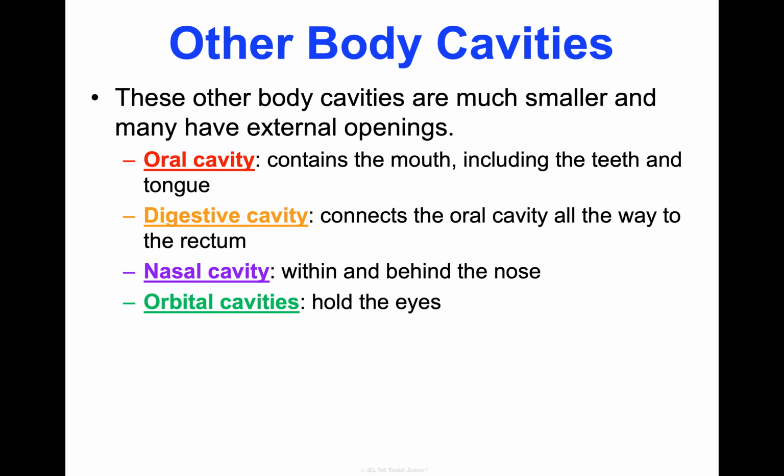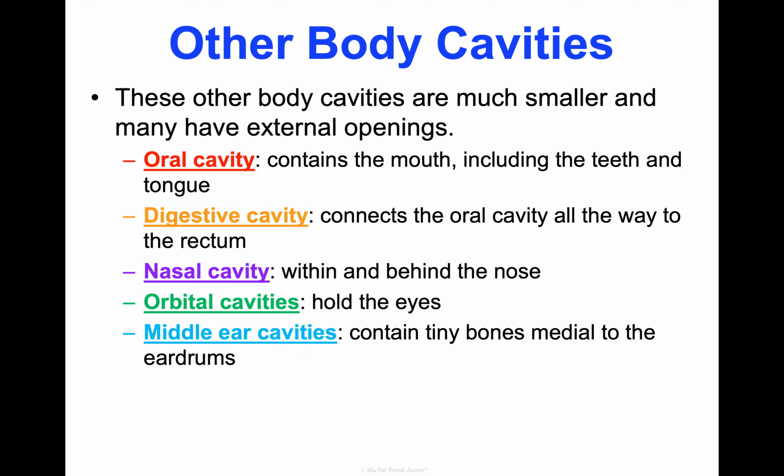Your orbital cavities, which hold your eyes. Your middle ear cavities, which contain tiny bones between your eardrums. Your synovial cavities, which have to do with your joints. So all these other little ones too.